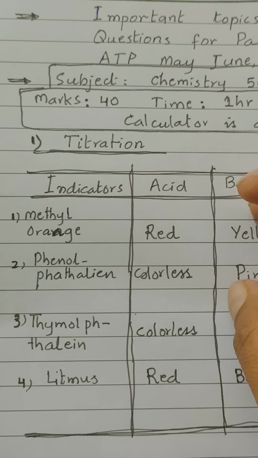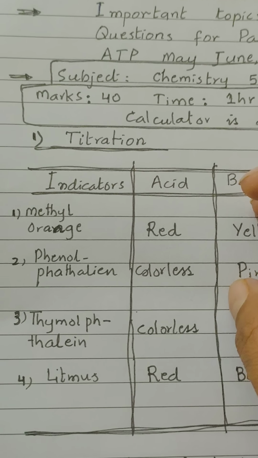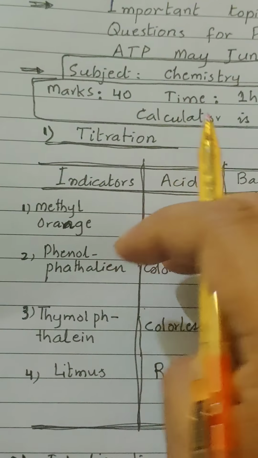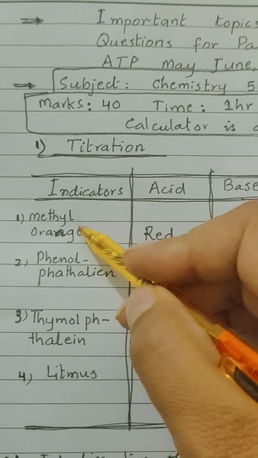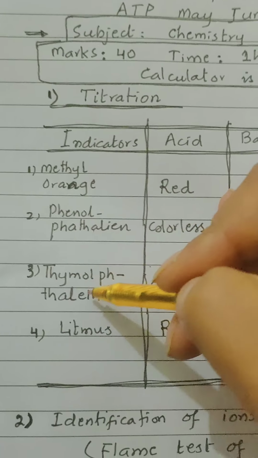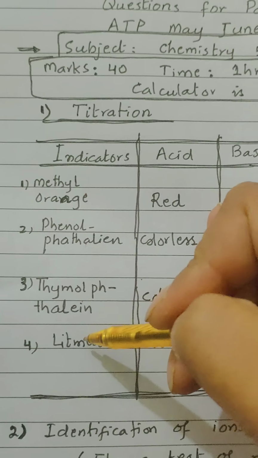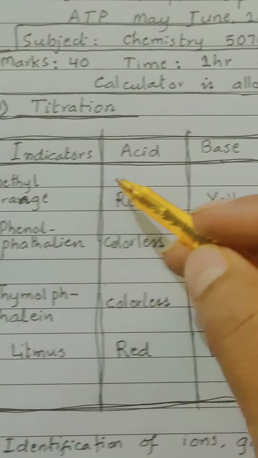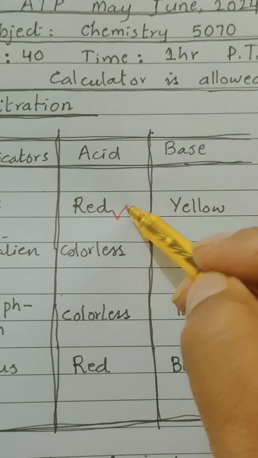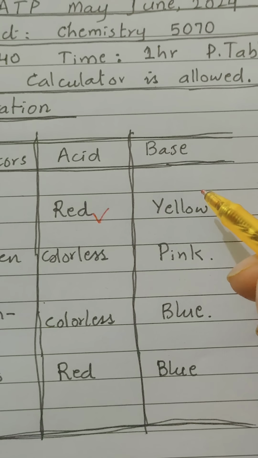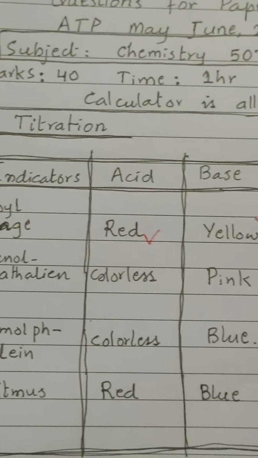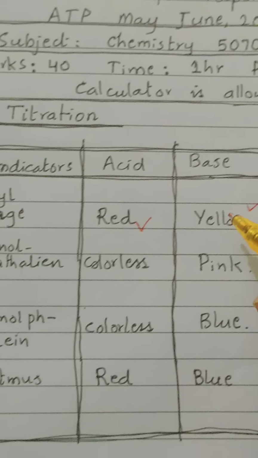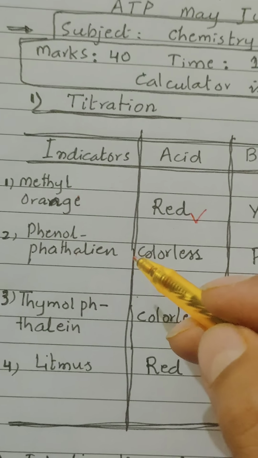Here I will mention the indicators which are very important and will be used in this experiment. Number one is methyl orange, then phenolphthalein, thymolphthalein, and litmus. What will be the color of methyl orange in acid? That is red. And what will be the color of methyl orange when we add it in base? It will be yellow.